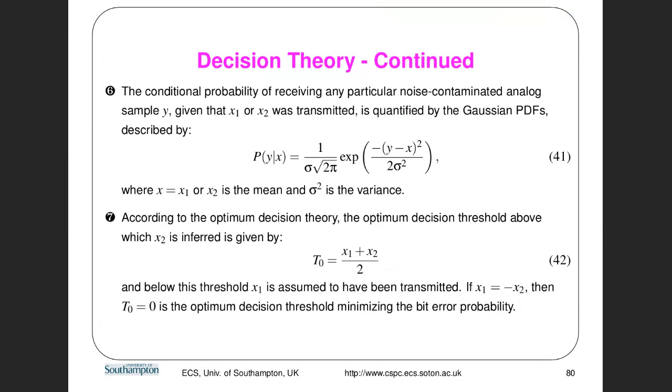So let's look at them. This is a conditional probability. We have the received signal, the transmitted signal, and then the noise. We only know the PDF of the noise. Actually, here y minus x exactly equals n, so we directly use the PDF of n to represent the conditional probability where x was transmitted and then y is received. The decision boundary is the middle point, so x1 is minus d, x2 is d, so t is 0.